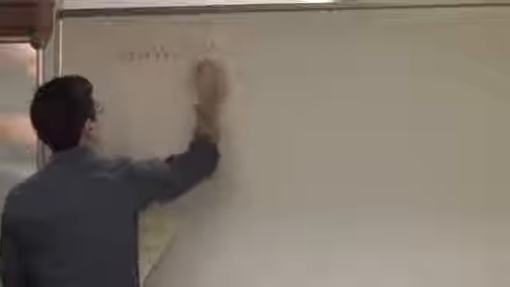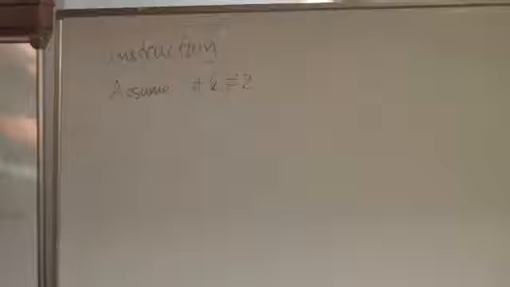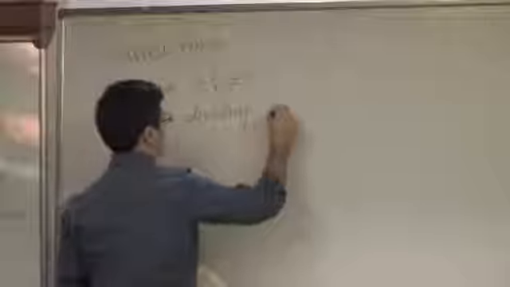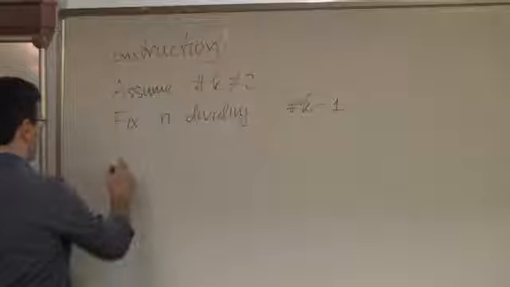All right, so here's the construction. First assume that the residue field is not F2. If it is F2, then it is surjective for stupid reasons. I will explain later. But now fix n dividing this number.